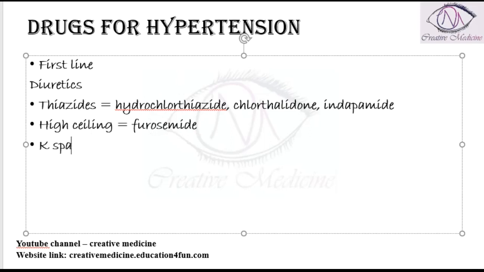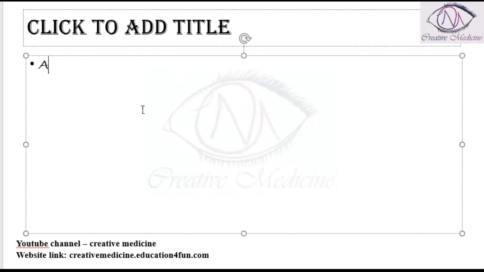Then we have potassium sparing diuretics. In the potassium sparing diuretics, we can use spironolactone and amiloride. Then one more first line drug class is ACE inhibitors.